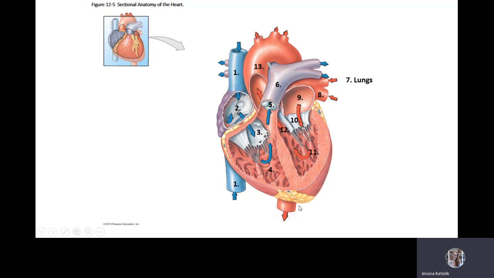So those are going to be the different steps of blood passing through the heart. This will be a possible essay option on your exam. So you can practice the list and it'll help you out.